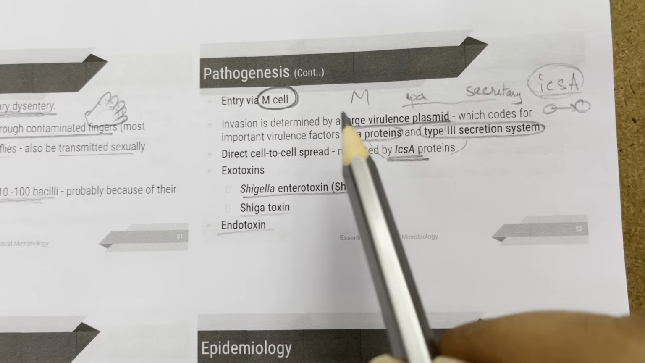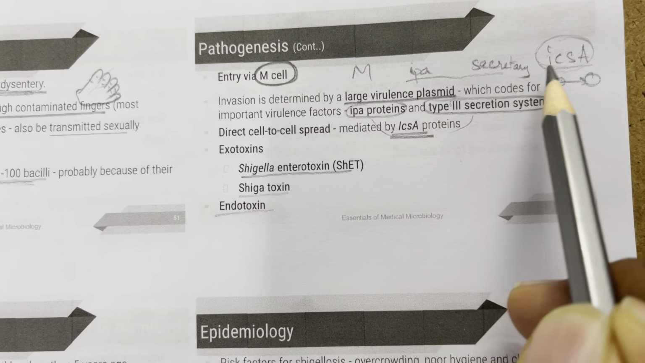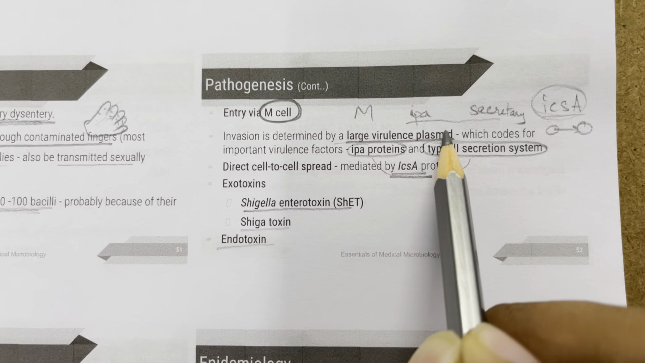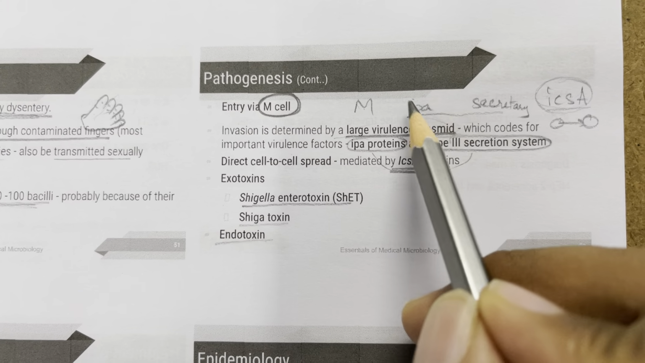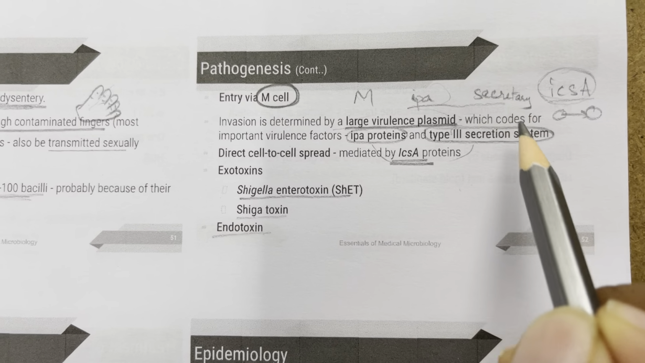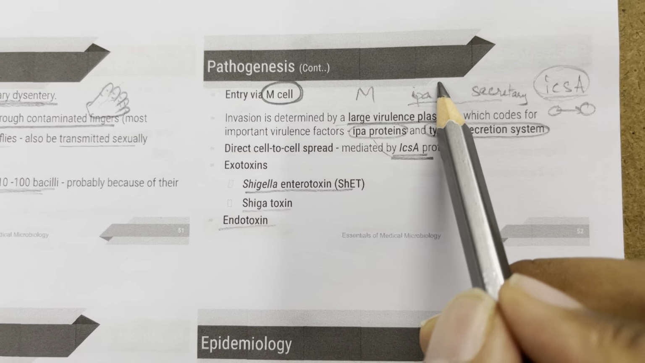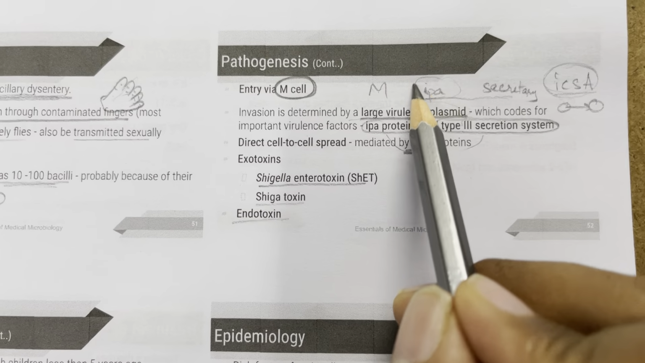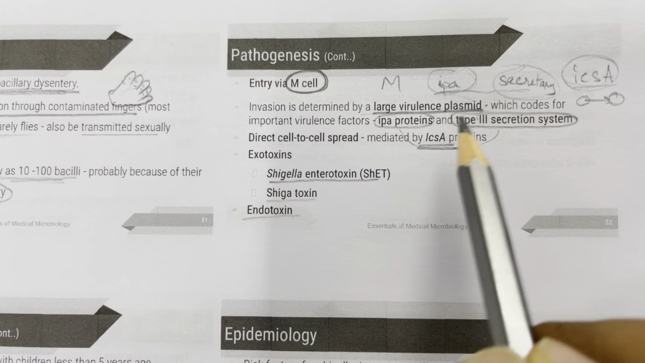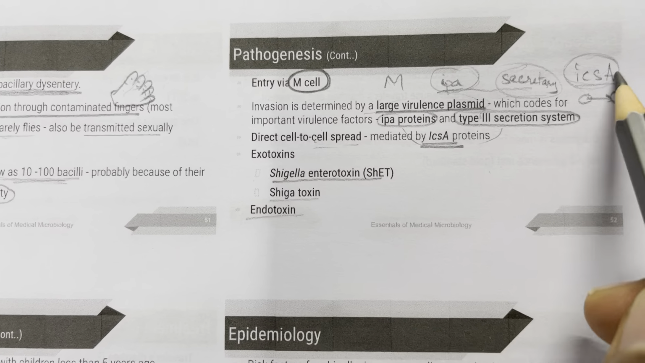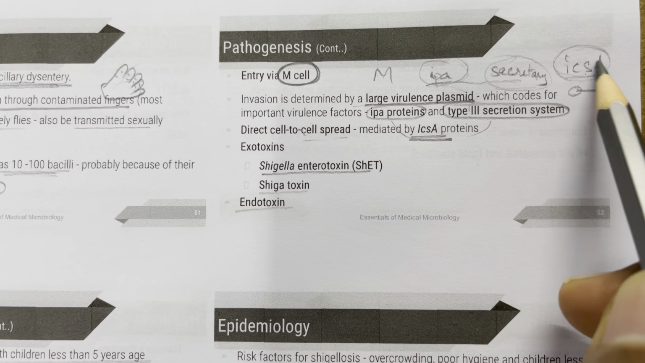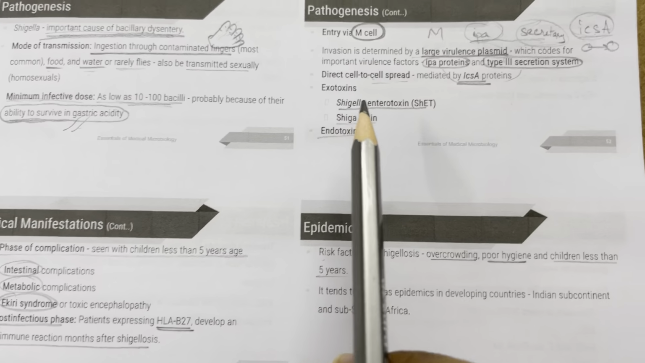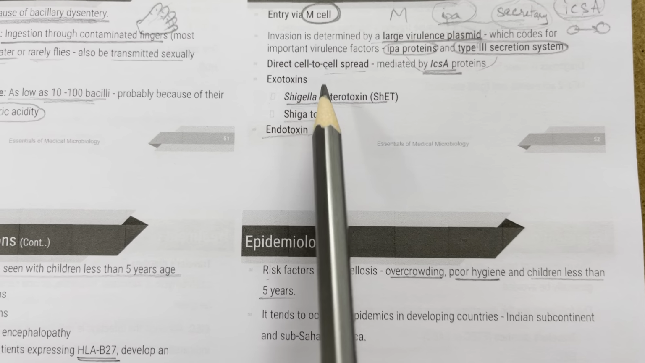For pathogenesis, remember this: M, IPA, secretory, ICSA. Entry is via the M cell. Then invasion is determined by a large virulence plasmid which codes for IPA proteins and the type 3 secretion system. Remember this: M, IPA protein, secretory system, and also direct cell to cell spread. Cell spread is by ICSA.